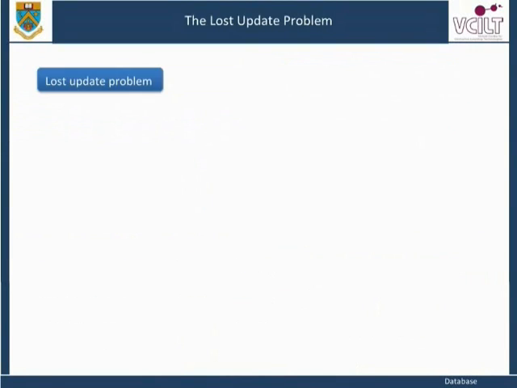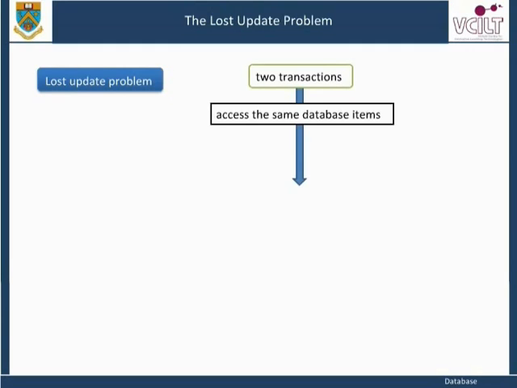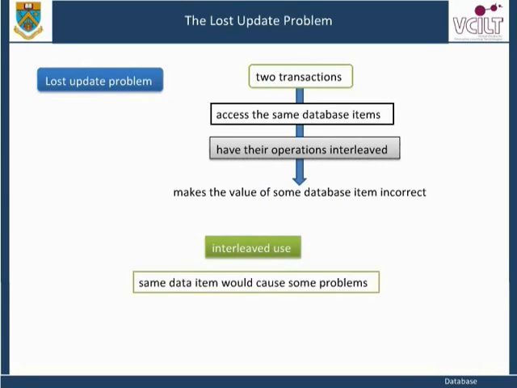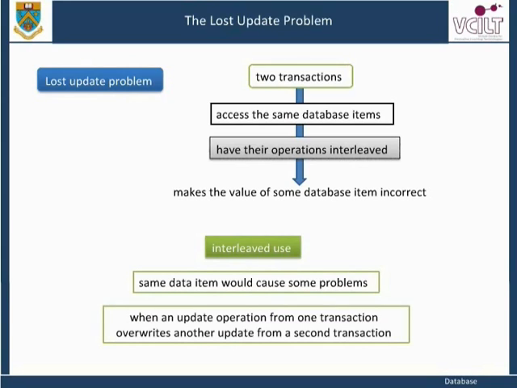Let's look at the lost update problem. The lost update problem occurs when two transactions that access the same database items have their operations interleaved in a way that makes the value of some database item incorrect. That is, interleaved use of the same data item would cause some problems when an update operation from one transaction overwrites another update from a second transaction.